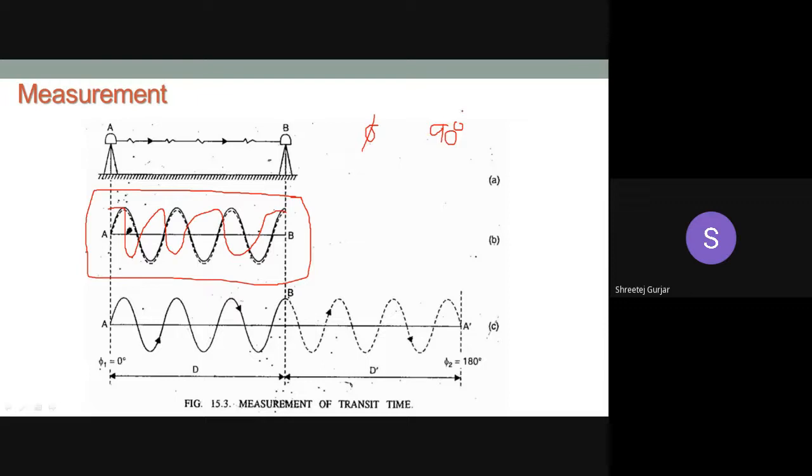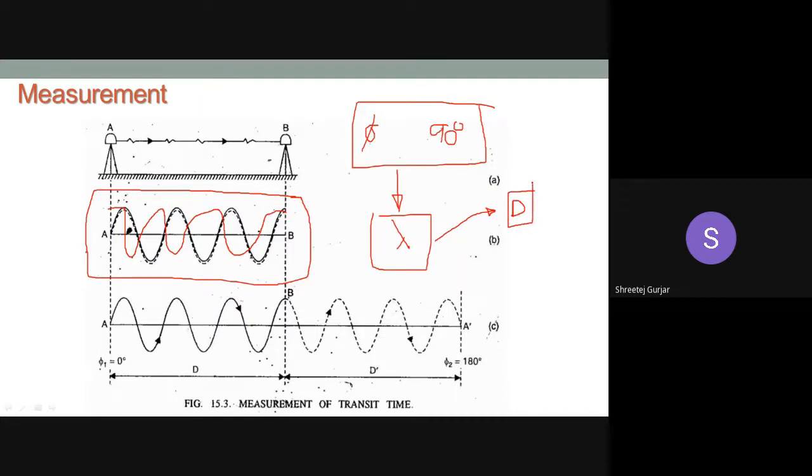So this phase difference between the transmitted wave and the received wave is measured, right? And this phase difference is expressed as a fraction of the wavelength. This phase difference is converted to wavelength, and once you know the wavelength, you can convert that to the distance, right? So this is the principle used in your EDM. It is the phase difference that is measured instead of time. So remember, the phase difference is used, not the time.